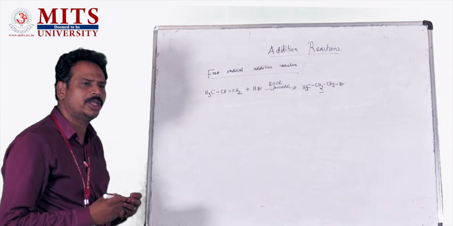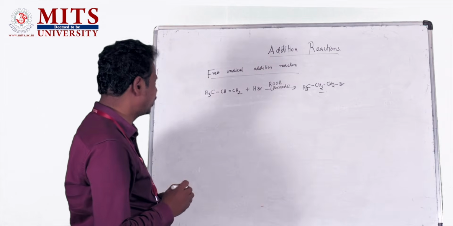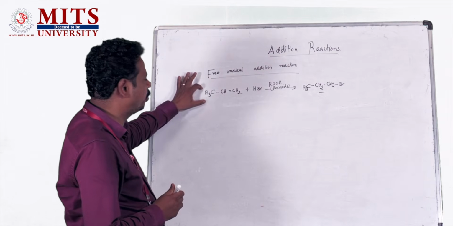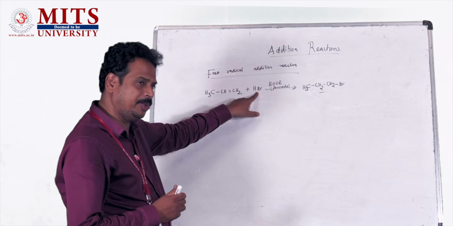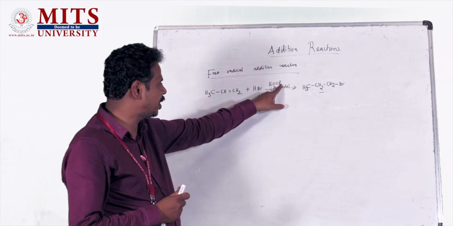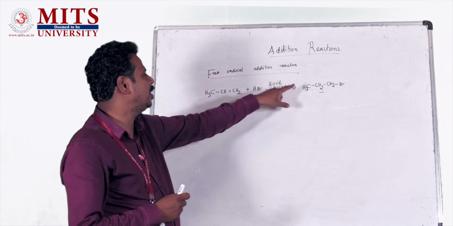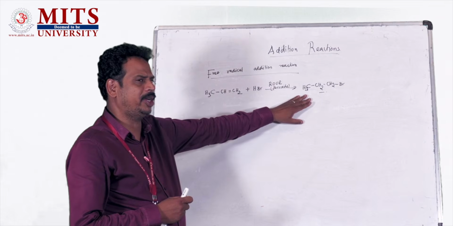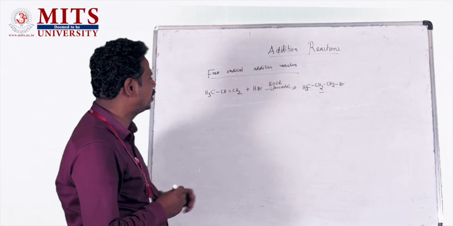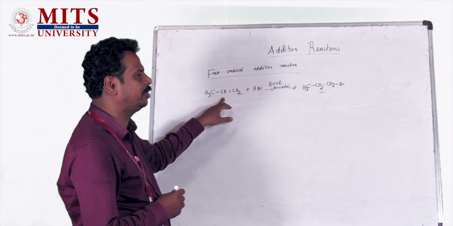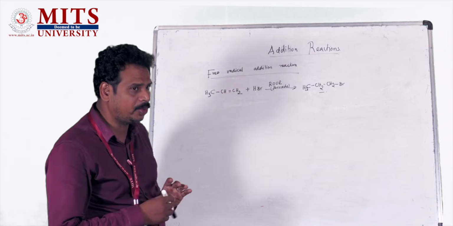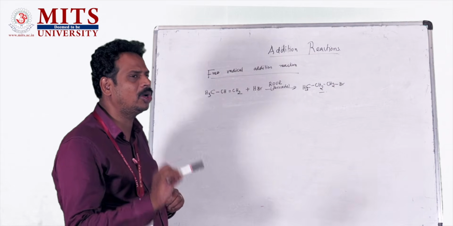Okay. So the example for this particular free radical reaction is, take propene that will be added to HBr in the presence of peroxides. Then the product will be propyl bromide. In this particular case, the HBr adds to the propene not by Markovnikov's rule, it follows anti-Markovnikov's rule.